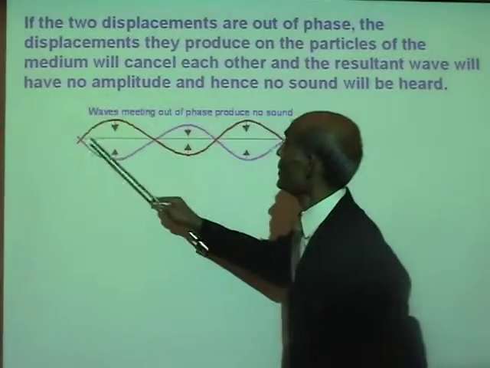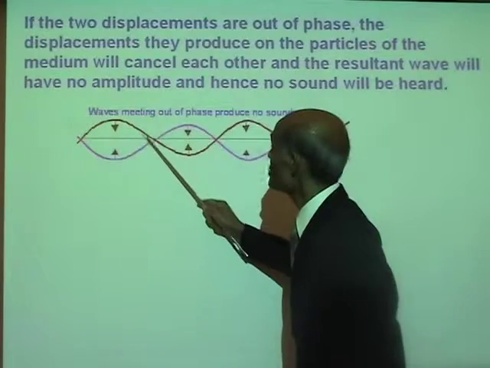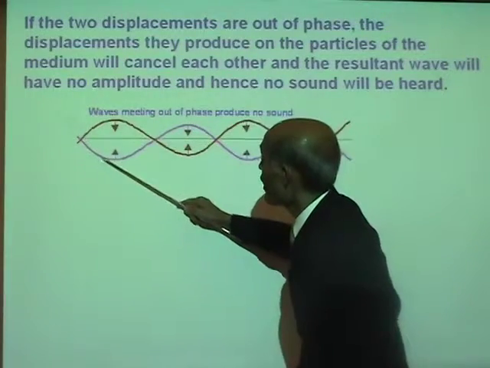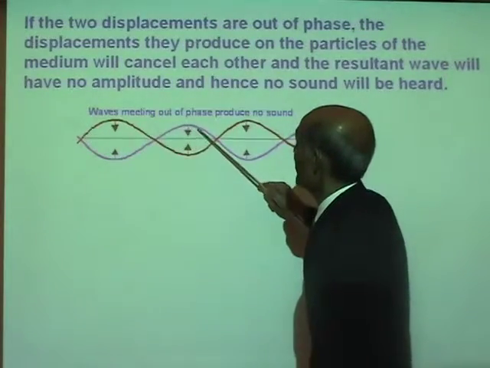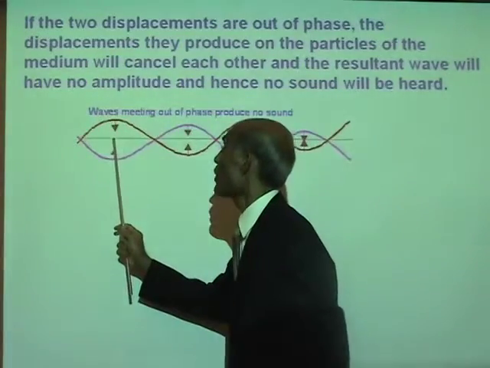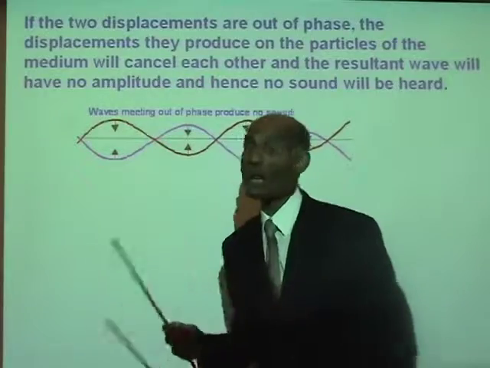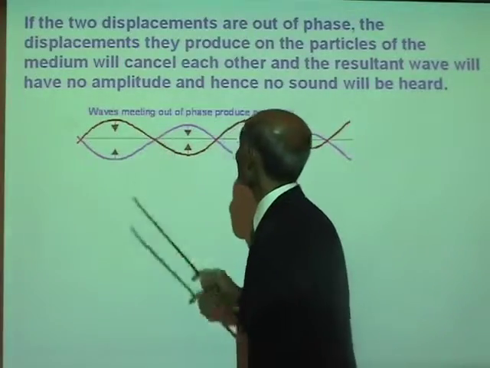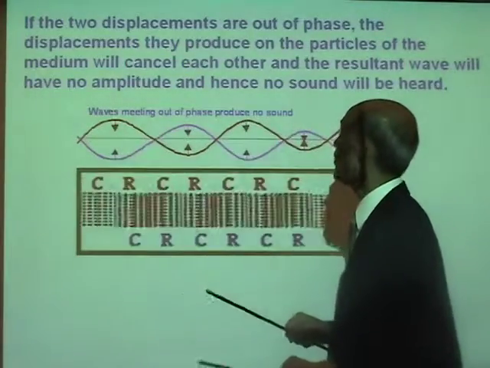Alright, now the compression of one wave falls on the rarefaction of the other wave. You see that? That means the displacements produced on the particles are completely opposite. They will cancel each other. There will be no wave.